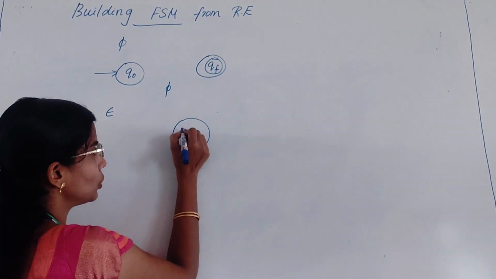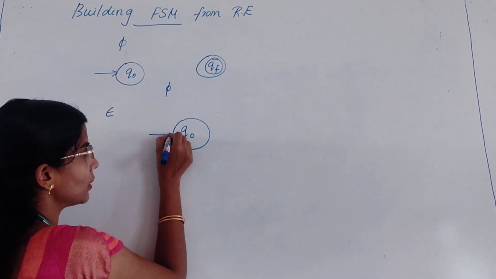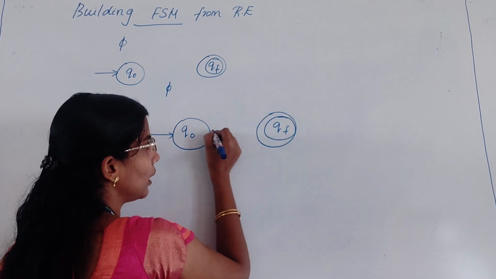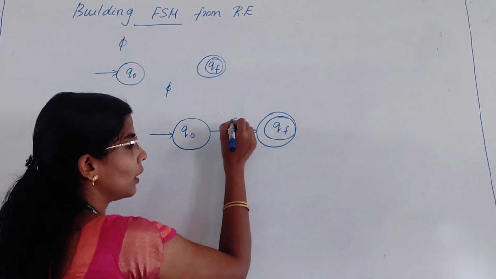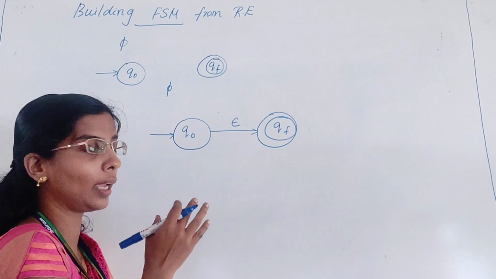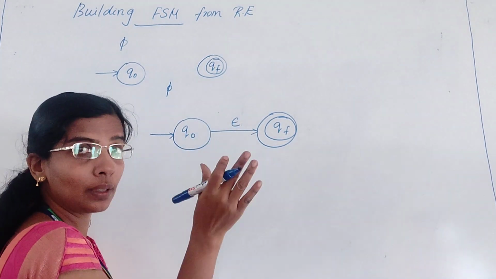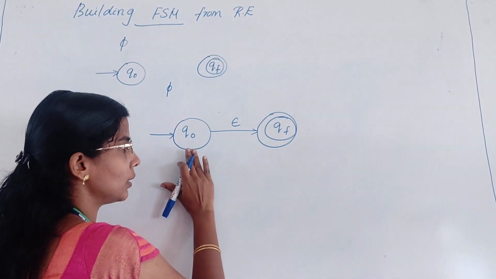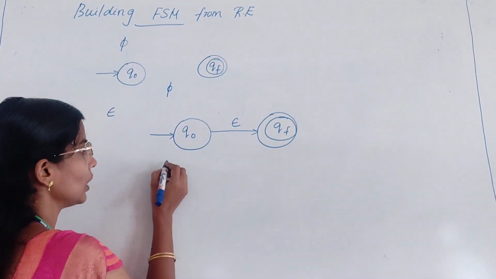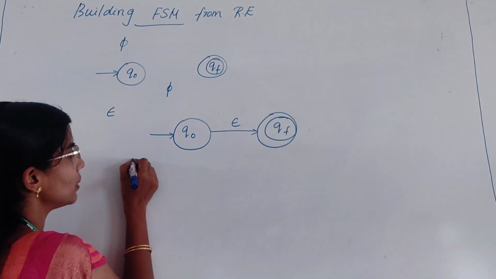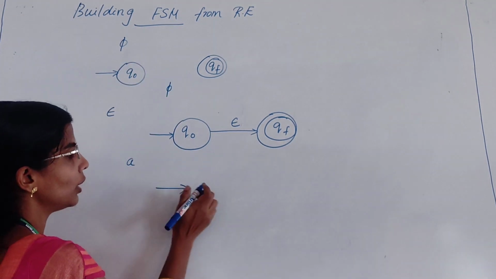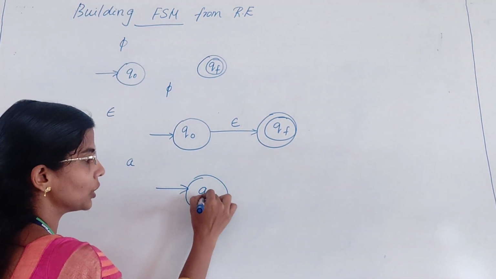Empty string. So how to represent it? Q0 is the start state. QF is your final state. It is the empty string. You know about this epsilon. It is not taking any input. Nothing is there. Empty string. But there is a transition from your start state to final state. And next, A is a regular expression. All these are according to your regular expression definitions.